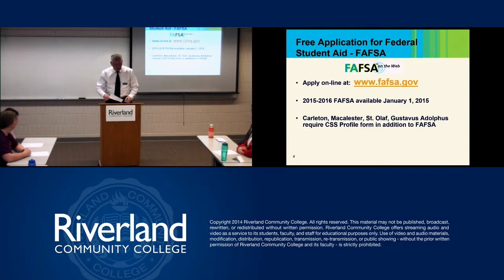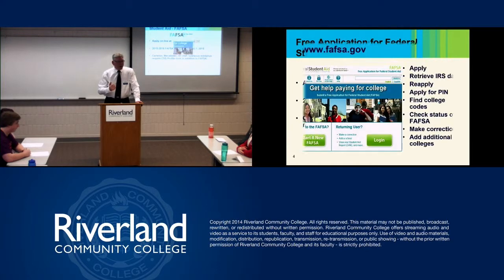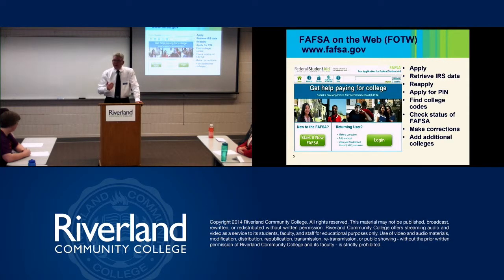So FAFSA.ed.gov is the site that you go to. That one site, and again, you're going to establish a PIN number that's going to be your electronic signature. By the end of April of 2015, a college student, and if they're dependent, their parent will also need to establish a username and ID. It'll be going away from a PIN number to a username and ID.